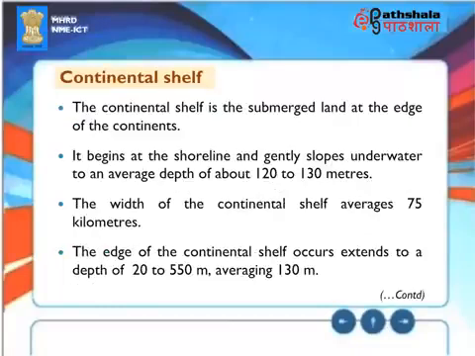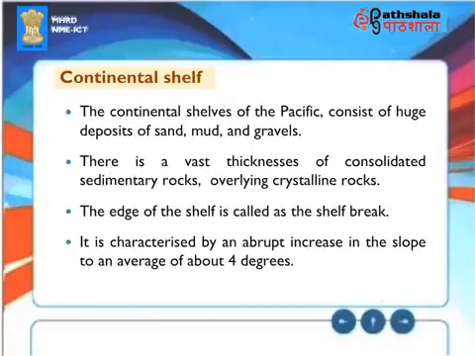Continental shelf. The continental shelf is the submerged land at the edge of the continents. It begins at the shoreline and gently slopes underwater to an average depth of about 120 to 130 meters. The width of the continental shelf averages 75 kilometers. The edge of the continental shelf occurs and extends to a depth of 20 to 550 meters, averaging 130 meters. The continental shelves of the Pacific consist of huge deposits of sand, mud, and gravels.